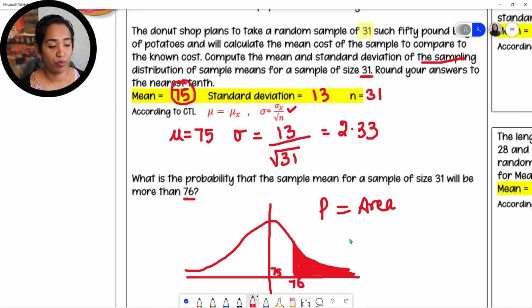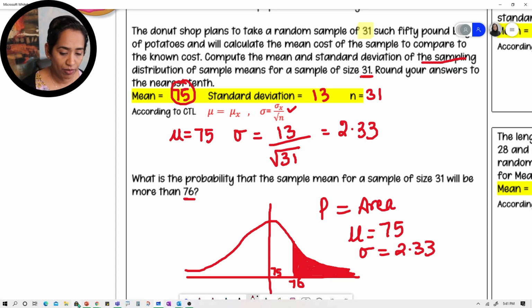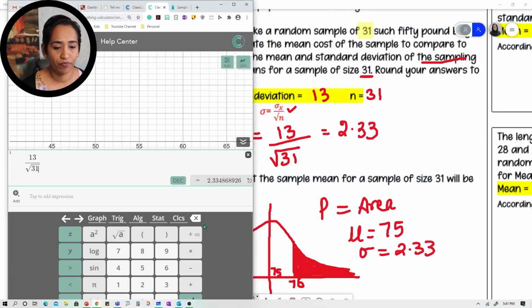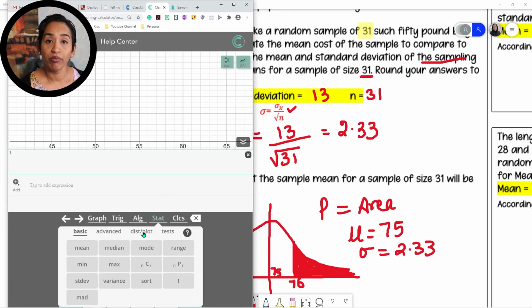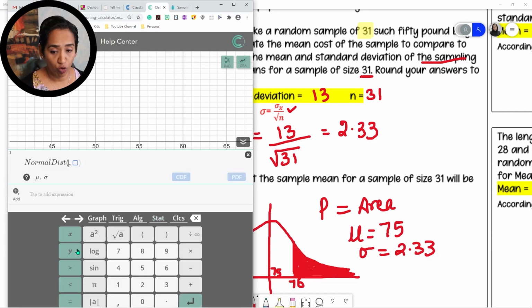Again, what is your mean? Your mean is 75. Your standard deviation is 2.33. We have calculated that. You will simply go ahead and plug this into your class calc. Alright, let me go ahead and pull up your class calc. Where do you go? Stats. Every time you're looking for probability, what do you do? Stats, distribution and plots, normal distribution.